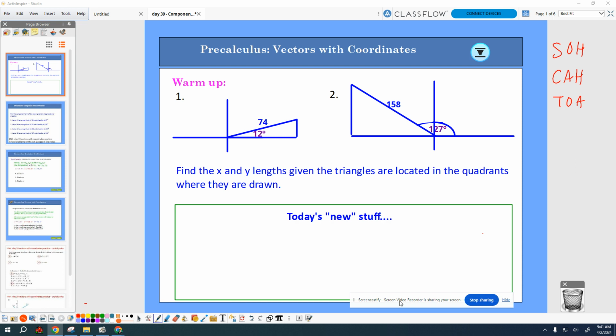So, Tycho, looking at this, how am I going to pick one, x or y? Pick a letter. X. What trig function ties together this side, the hypotenuse, and the angle? Cosine. So cosine of 12 equals x over 74. Get the calculator out. Will, what did you get for x? x for that one is 15. It's like 15.4 maybe, but I just left it as 15.